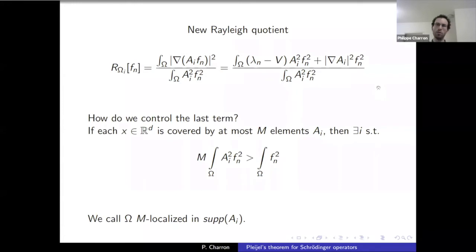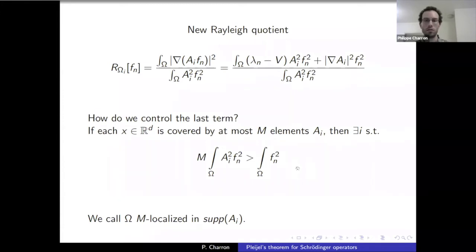And the way to see it is that if you cut fn with your partition of unity, and each point is covered by at most m elements, then you know that for at least one index I, you'll have this relationship. So basically, because each x is covered at most m times, the sum of ai squared will be more than one.